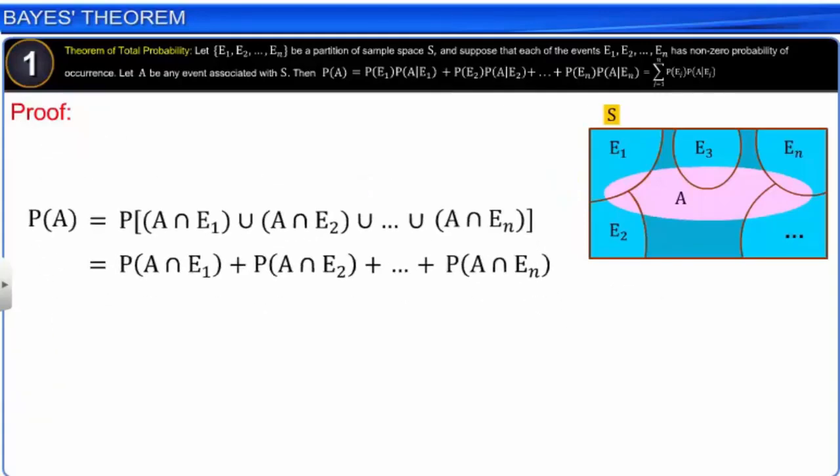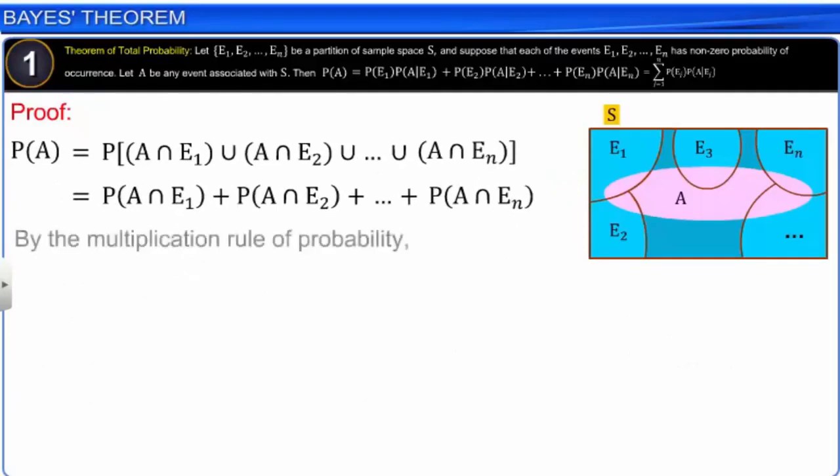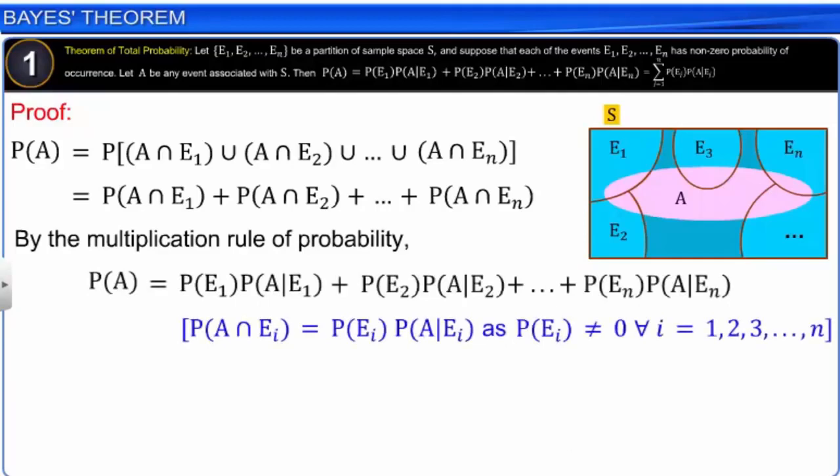Now, by the multiplication rule of probability, we get the probability of A as shown. This can also be written as the summation of the probability of Ej into the probability of A given Ej, where j is running from 1 to n. Hence the theorem is proved.